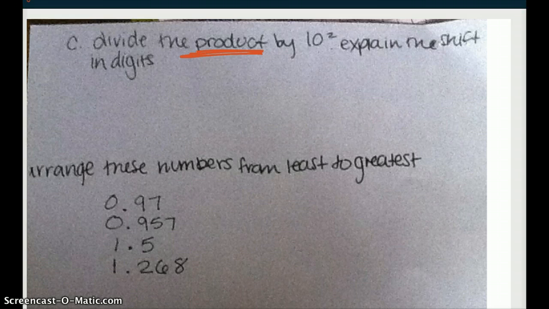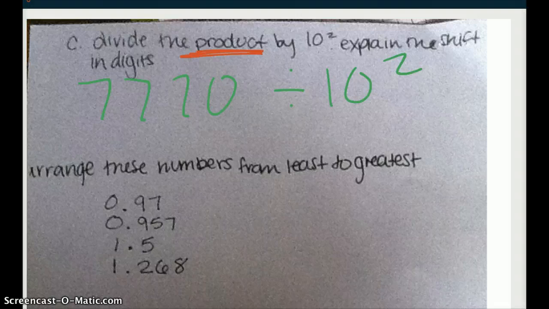Okay? So you're going to take 7,770 divided by 10 squared. So it's really going to be divided by 100. So you're going to go 2 place values to the left. Your decimal is always after the ones place, even if you can't see it. It's going to go 1, 2. Your new answer would be 77.70.